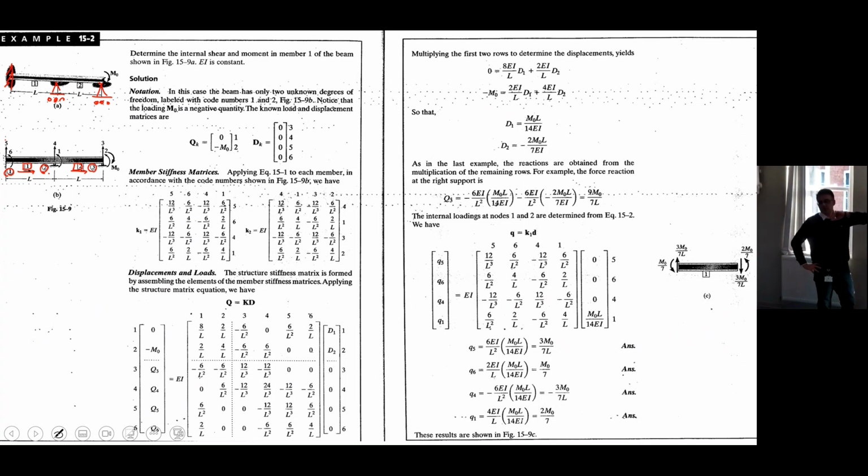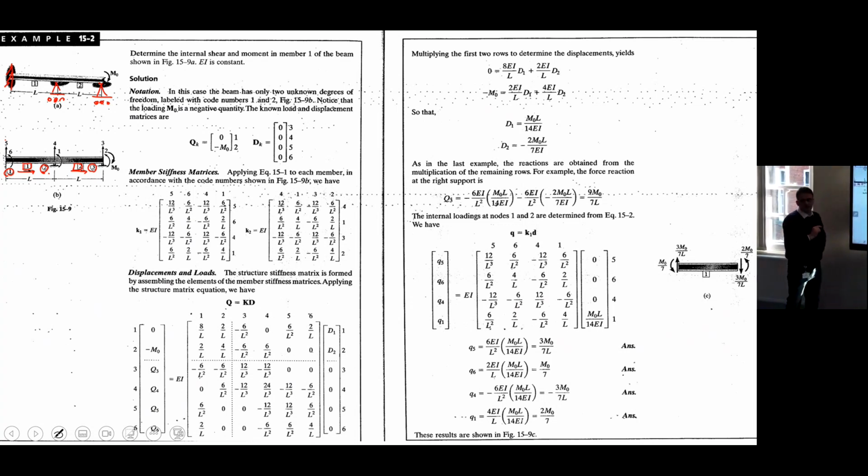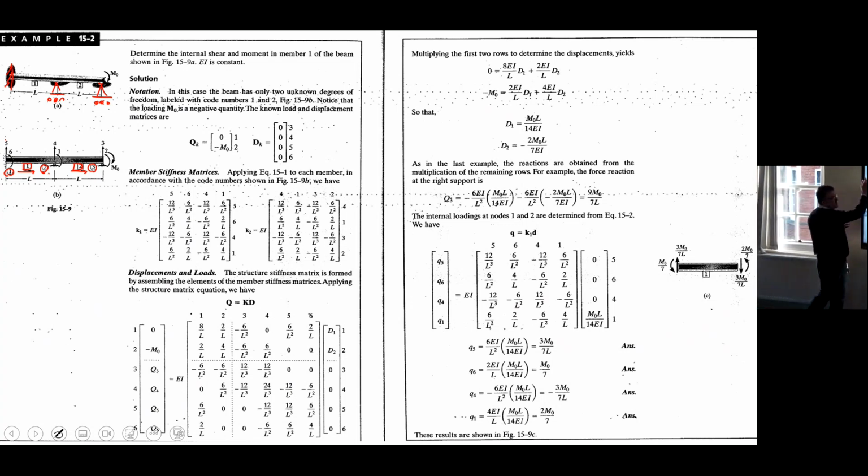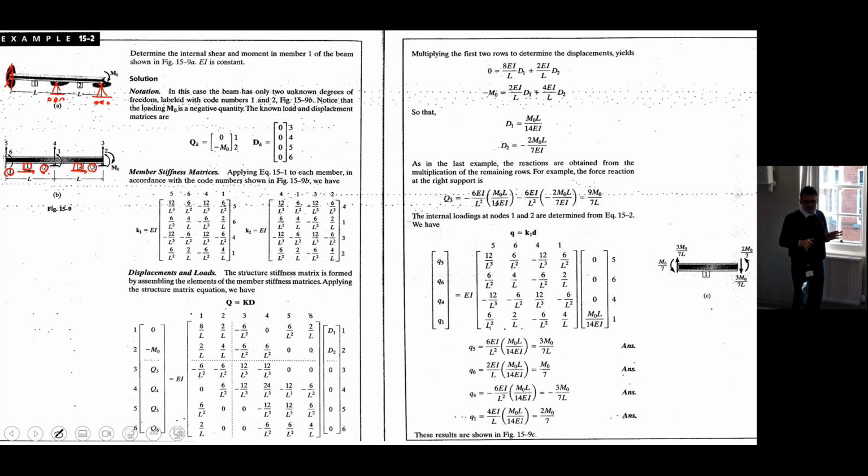The fixed support constrains 6 and 5, right? Because it doesn't move vertically and it doesn't rotate. It's a fixed support. Forget about the horizontal because we don't count that. It's 0. We don't have axial forces. Okay.